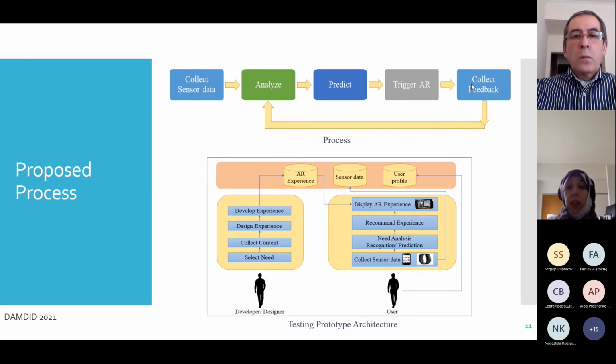The second step, we have the user profile database and the sensor data database. With these, the second step is to analyze the human needs, in order to recognize the needs or predict them. Third step is to use all this information in order to recommend a suitable experience for the user. And finally, display the AR experience, which is pulled out from the AR experiences database.